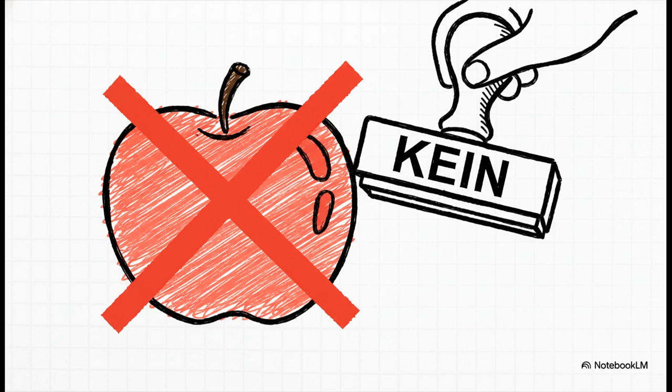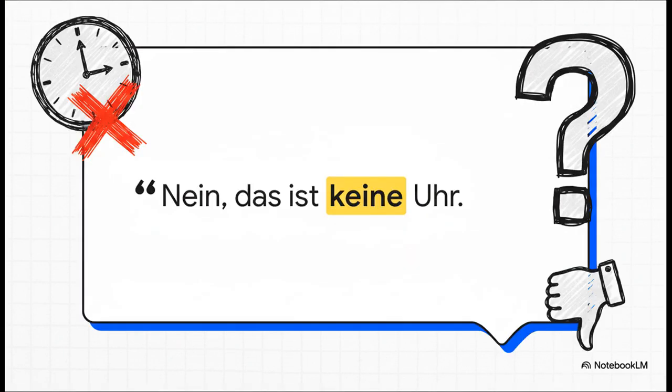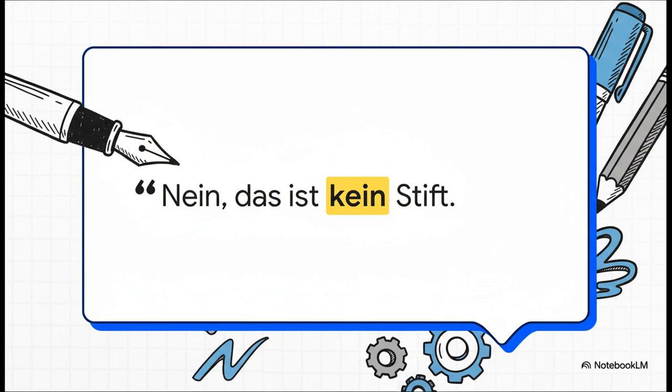Let's see how it works. So imagine someone asks you, ist das eine Uhr? Is that a clock? But it's not a clock. You'd answer, nein, das ist keine Uhr. You're saying no to the noun, so you absolutely have to use keine here. Let's do one more. Ist das ein Stift? Is that a pen? And the answer is, nein, das ist kein Stift. Simple as that. Because Stift is a noun, kein is the word for the job.